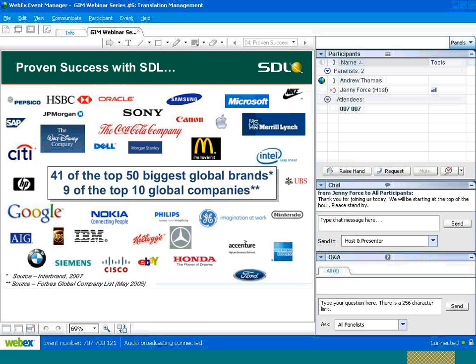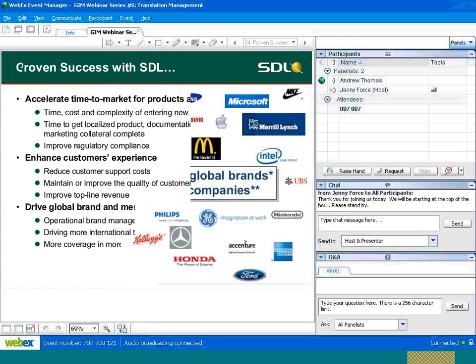We've had proven success. We've got 41 of the top 50 global brands that work with us and use our technology. 9 of the top 10 global companies depend on us for both services and technology. And as you can see here, these are very recognizable brands. They're also obviously very global brands. These are all companies that have a significant global footprint.